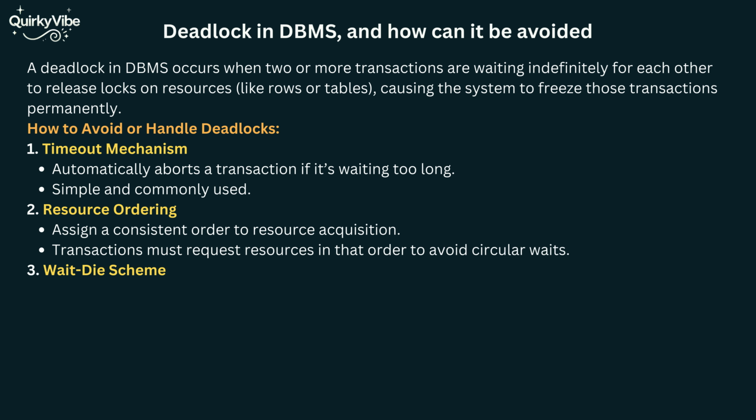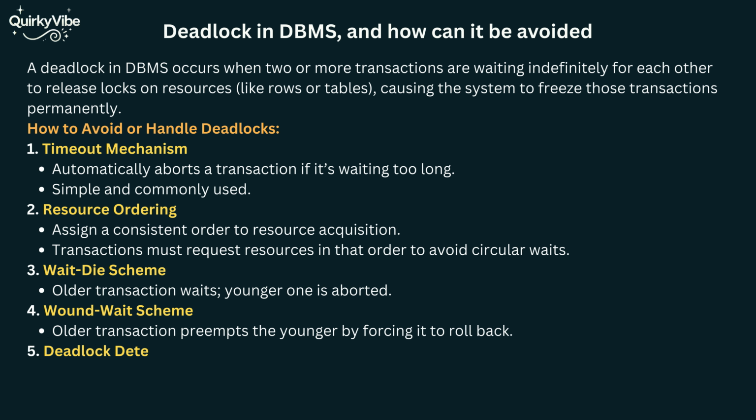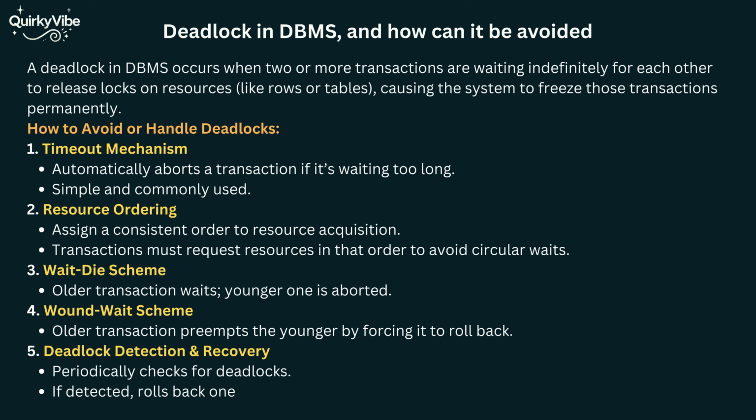Third, wait-die scheme. Older transaction waits, younger one is aborted. Fourth, wound-wait scheme. Older transaction preempts the younger by forcing it to roll back. Fifth, deadlock detection and recovery. Periodically checks for deadlocks. If detected, rolls back one or more involved transactions.